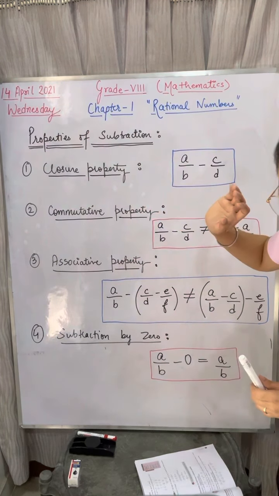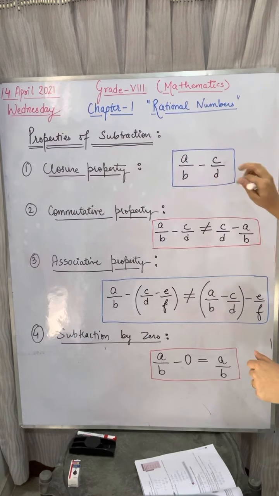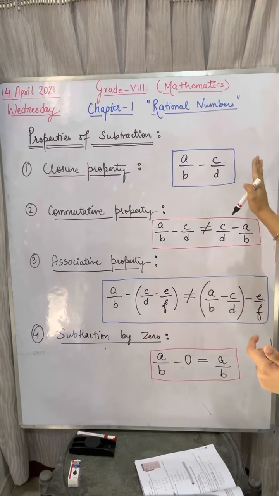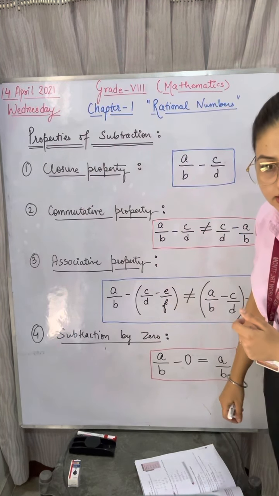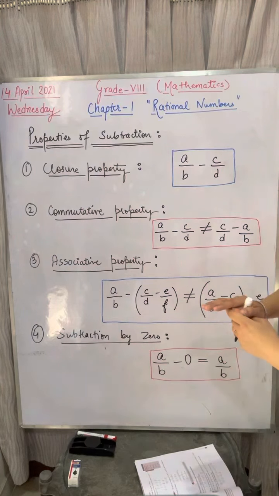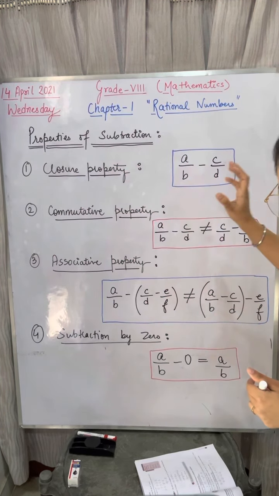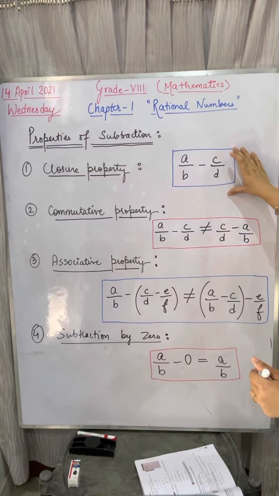First is the closure. In the addition we have discussed that a by b plus c upon d, if we add any two rational numbers, our answer will be a rational number. Similarly, in subtraction, if we subtract any two rational numbers, our answer must be a rational number, right?